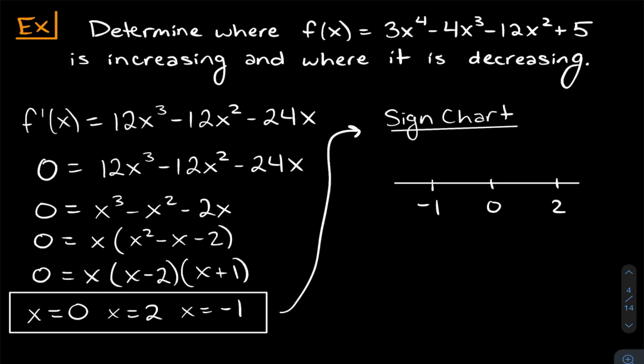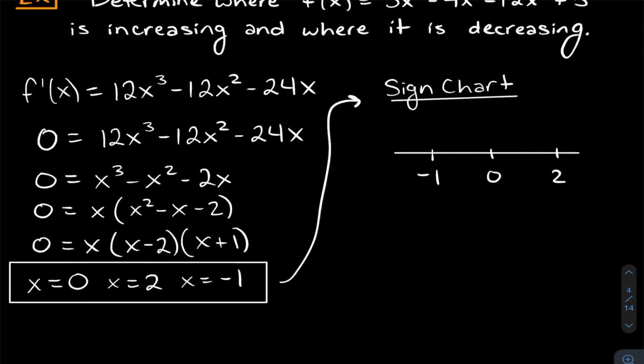But how do we find all that? Well, what we're going to do is use a test point. We're going to plug a point into our derivative function. We'll plug an x value in, something out there, because we know that if we plug in any x value out here, this thing is either going to be negative or positive. If it's negative, it's decreasing. And if it's positive, it's increasing. And that's all we're going to be doing here.